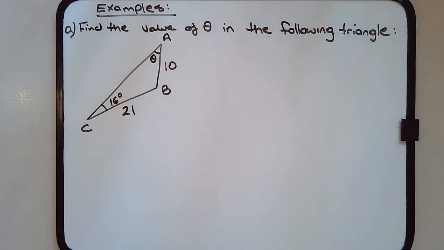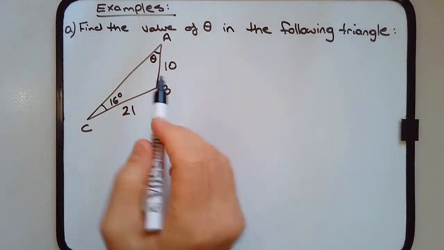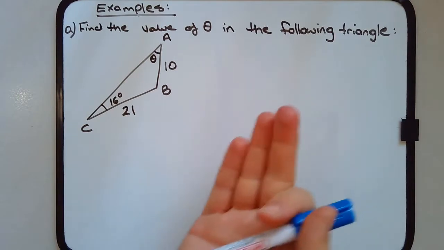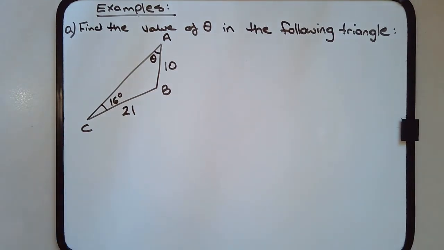Example A: find the value of theta in the following triangle. We're going to assume here that theta is acute, not obtuse. We will have a look later on, in another video, at cases where we may have to consider both. But if you're not told whether theta is obtuse or acute, just assume it to be acute. All right, let's begin.